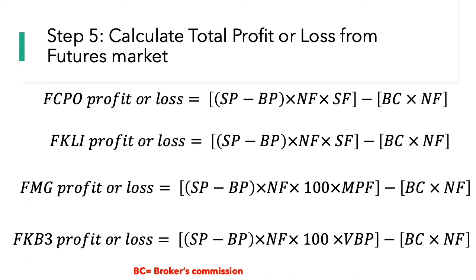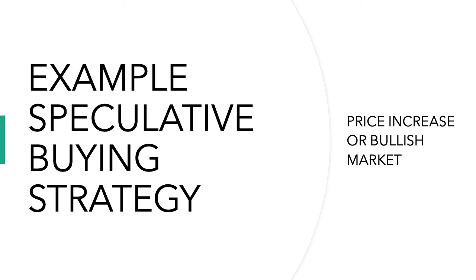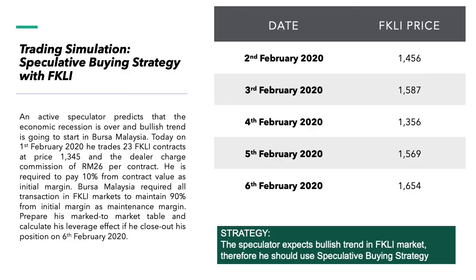So before we can start with the calculation for the speculative buying strategy, you must calculate the initial margin per contract and maintenance margin per contract, because in the question, the amount is given in percentage. So initial margin is 10% of contract value, whereas maintenance margin is 90% of initial margin.